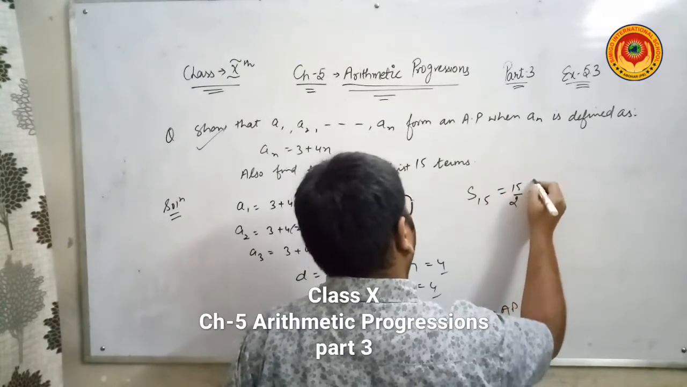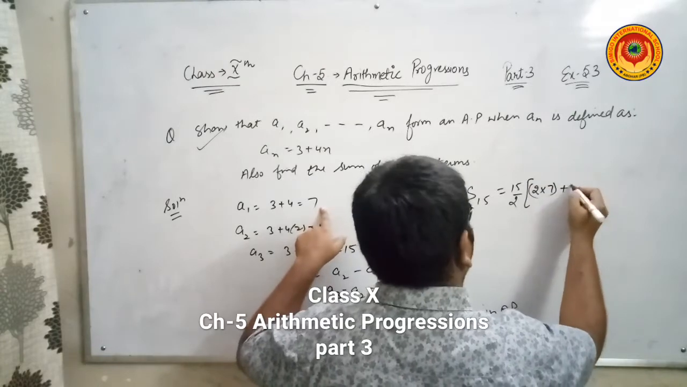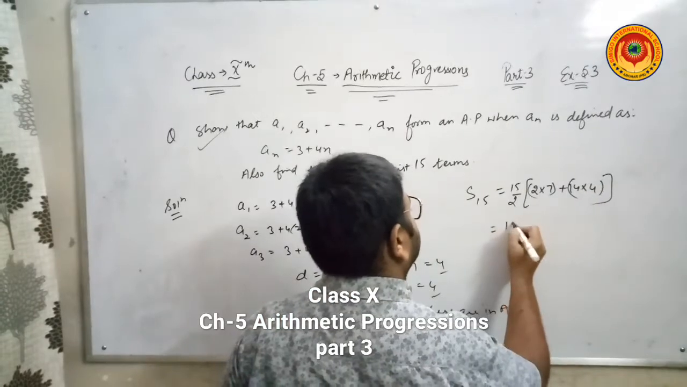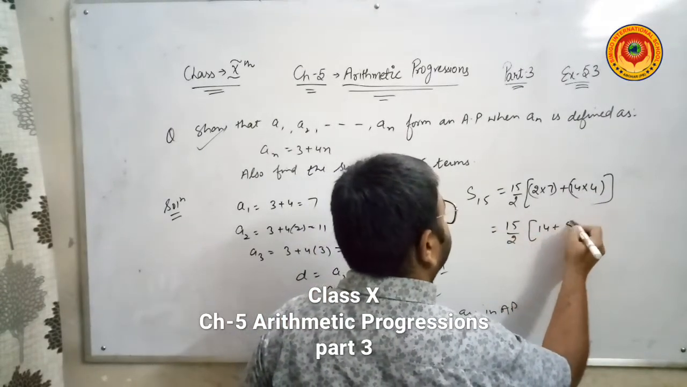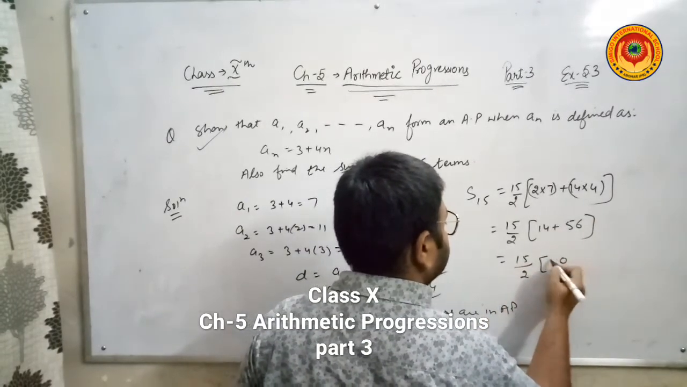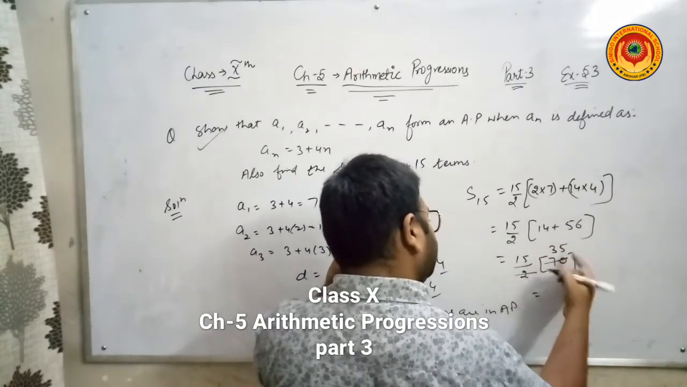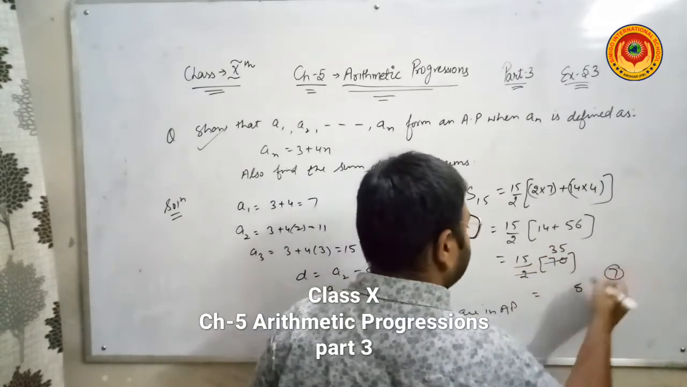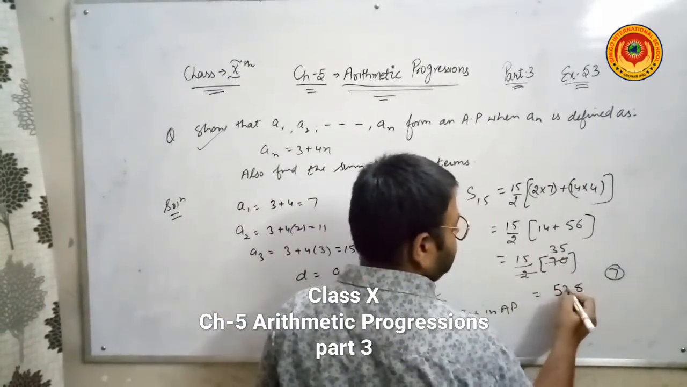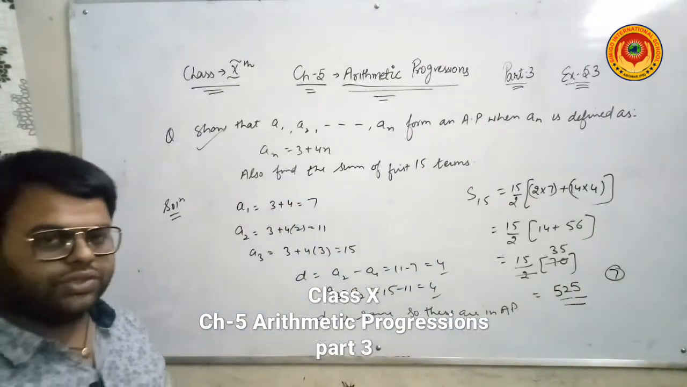What's the formula? n by 2, 2 into a plus 15 minus 1, 14 into d. What is your d? That is 4. 2 7s are 14 plus 14 4s are 56. This is 70. 35, 15 into 35. 15 5s are 75, 7 is carry, 15 3s are 45, 45 or 7, 52. So 525 is your required answer. Getting my point? Now next question.